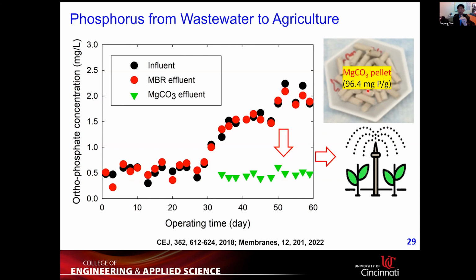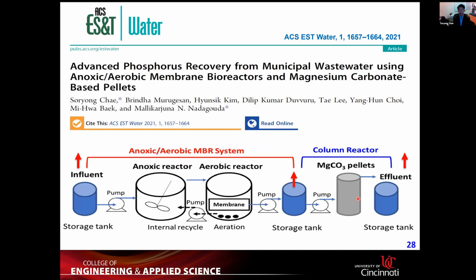So we can put this material on the ground, and when there is irrigation or precipitation, water is exposed to the material, then this material releases phosphorus. Then we can use that phosphorus for fertilizer. And this magnesium material is an environmentally friendly material, and we can recycle it, put it back into this column, and reuse it to capture phosphorus again.